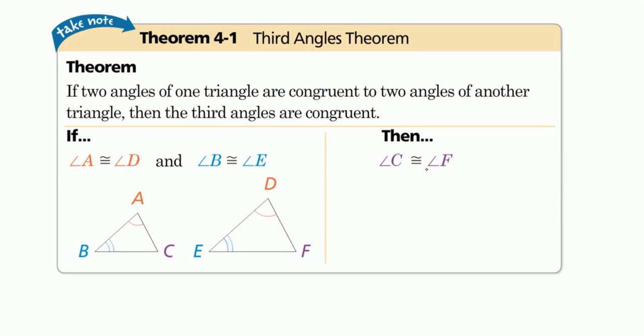Okay, one more theorem to talk about is the third angles theorem, which just says if two angles of one triangle are congruent to two angles of another triangle, then the third angles are congruent. So if I told you I have two triangles here, and I told you angle A was congruent to angle D, and angle B was congruent to angle E, then I must know that C is congruent to F.